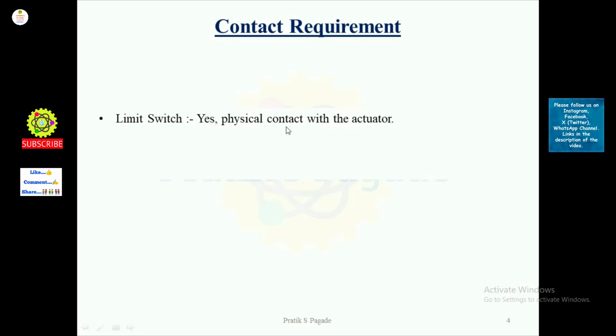Now, contact requirements. Limit switch: yes, physical contact with the object actuator. In proximity sensor, no contact detection. There is no contact between the object and the sensing element. Further, types: limit switches are plunger type, roller type, lever type, spring rod type, wobble stick type.